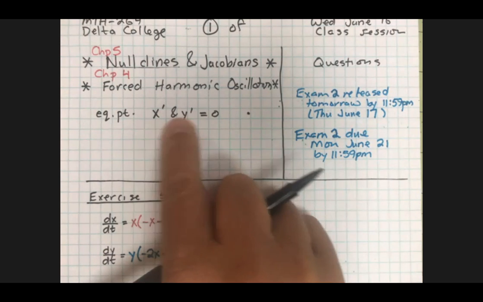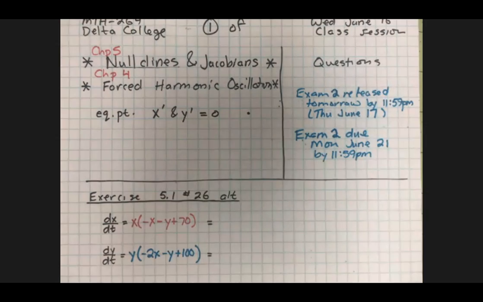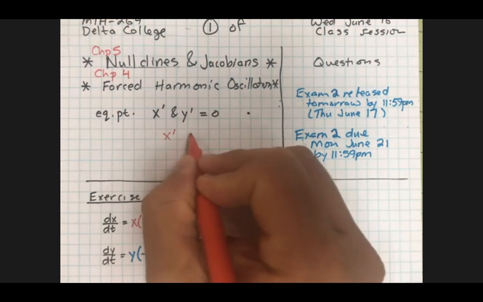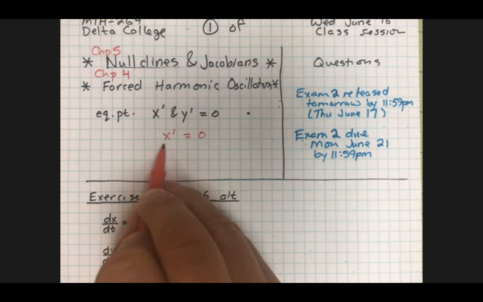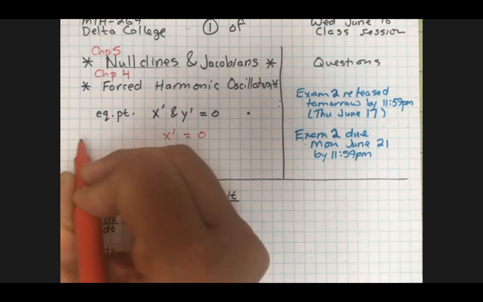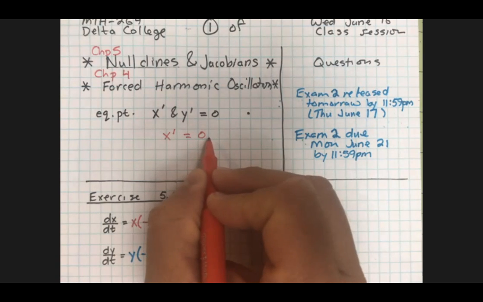To say x prime equals zero and y prime equals zero is demanding, right? It's demanding that you satisfy two conditions. But what if we looked at the conditions separately? So let's take a look at where x prime equals zero. That will mean I want to look at the places where there is no x motion, where there's no horizontal motion. That's the places that just have vertical motion. Any place where x prime is equal to zero, any curve where x prime is equal to zero.